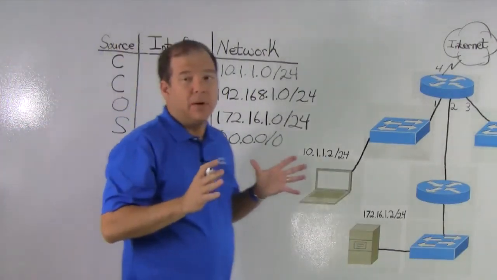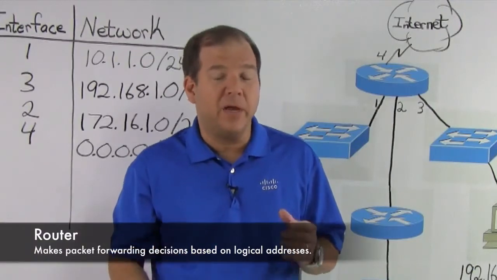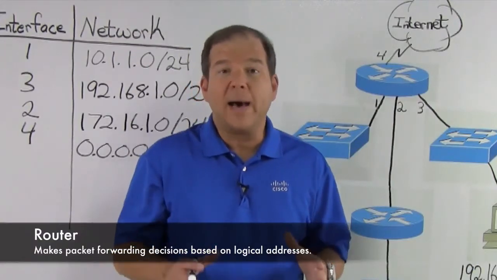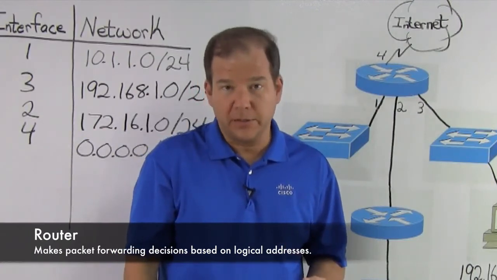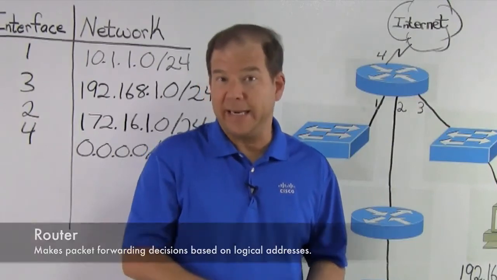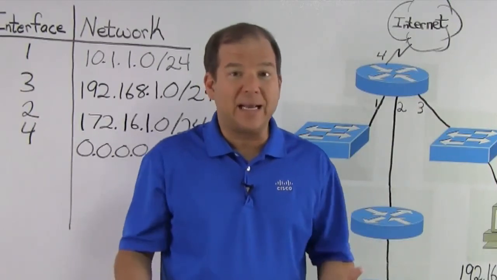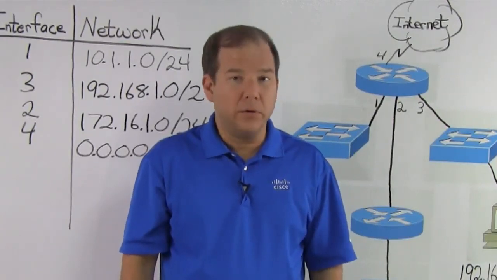To sum up, at layer 3 of the OSI model, a common device that we have is a router. A router makes forwarding decisions based on logical addresses. The router can learn about networks because they're connected to the router, we statically configure them in the router, or maybe the router dynamically learns these addresses.